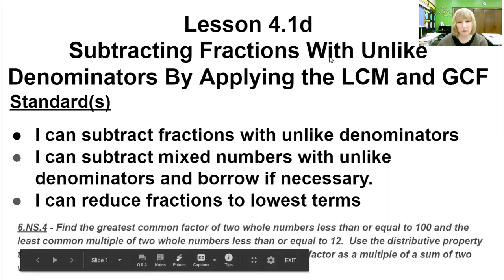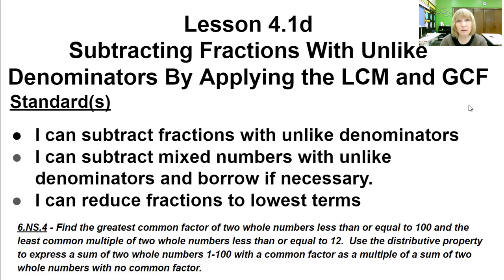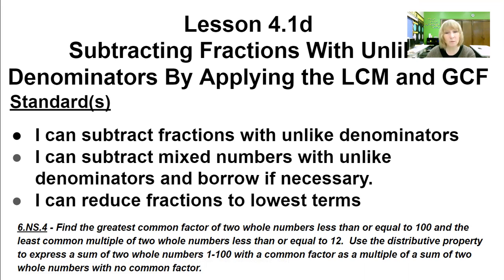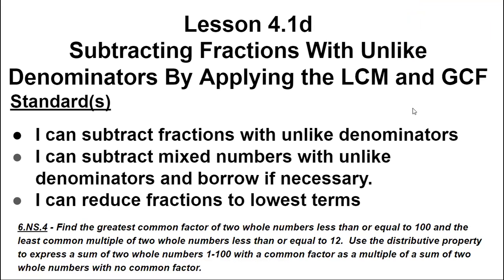The standard objective is 6NS4. Find the greatest common factor of two whole numbers less than or equal to 100 and the least common multiple of two whole numbers less than or equal to 12. And then the distributive property part we've already talked about. So I'm going to minimize myself so that we can see the full screen.